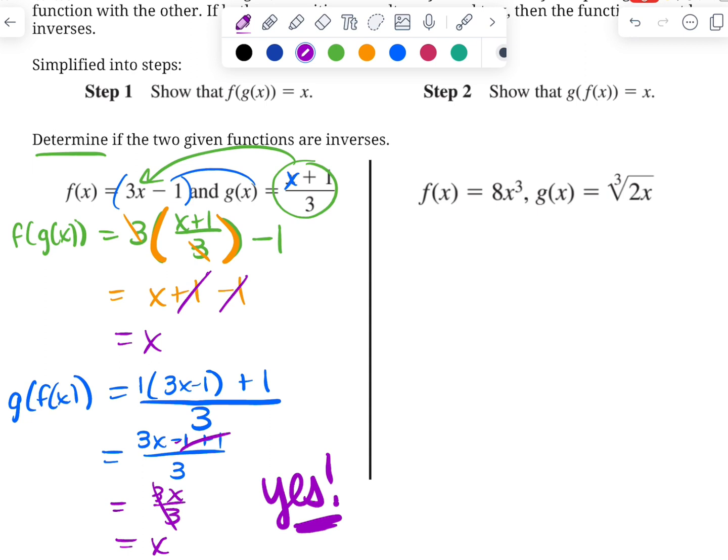All right, try the same thing with the second set of functions I have here for you. Pause for a moment, try it out. All right, welcome back. So let's see.